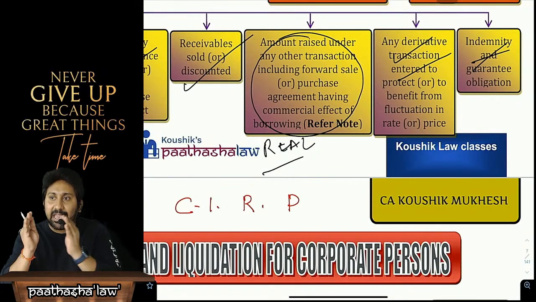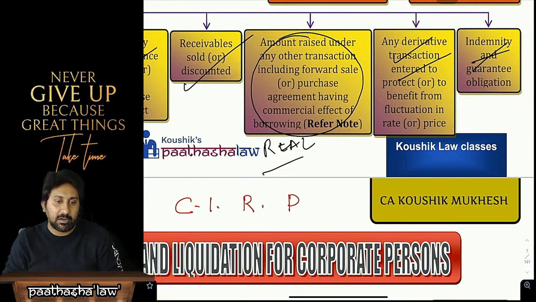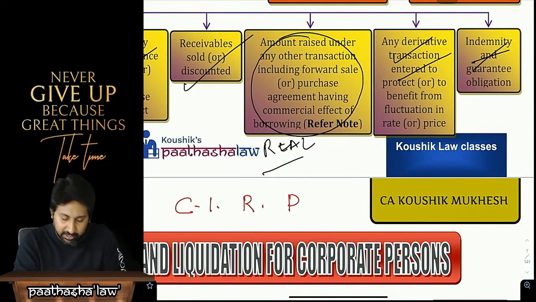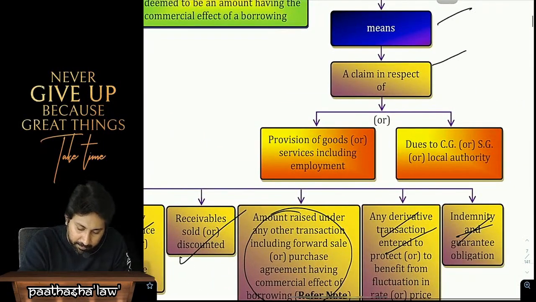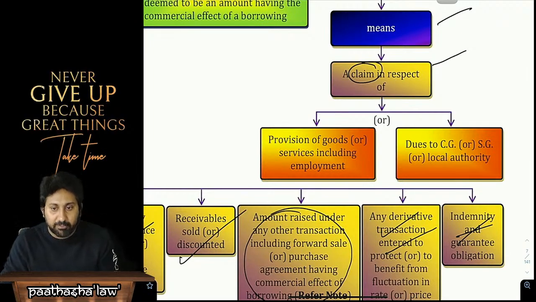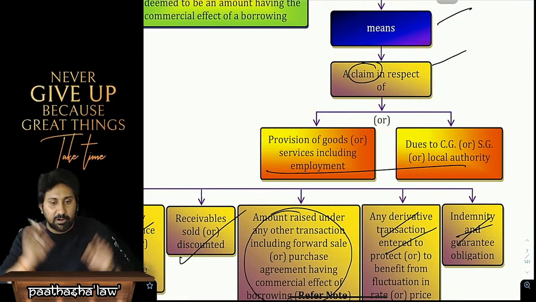If you are giving a guarantee to a financial debt of some person, you will also become a financial debtor. Then that means a corporate debtor on a financial debt. Next, operational debt. What is operational debt? Operational debt means a claim in respect of provision of goods or services including employment or dues to the CGST or a local authority. Now I will ask you one question, answer.